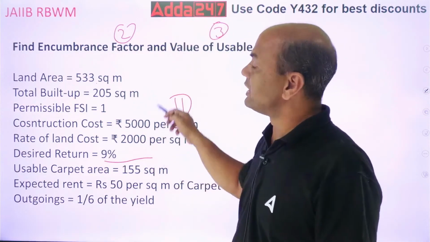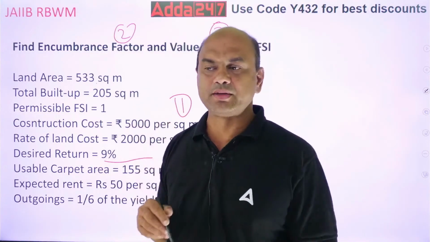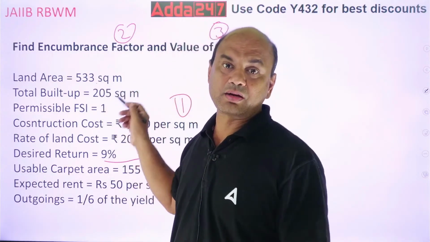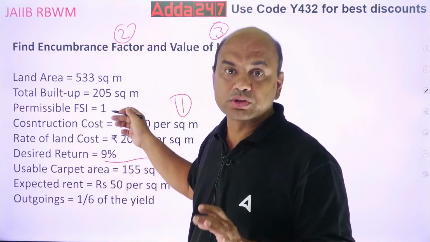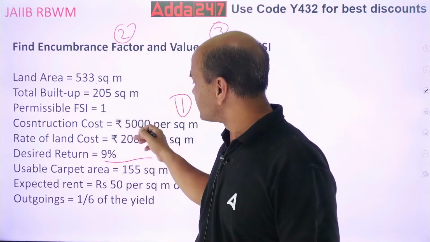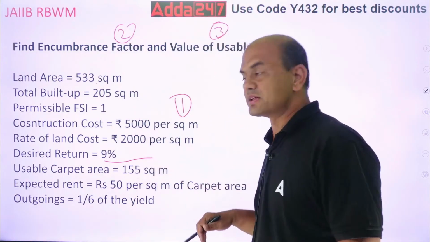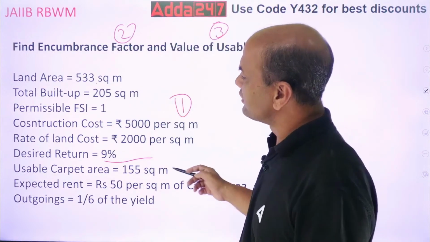And what is the built up area? Built up area is 205. What do you mean by this? See, I have built 205 square meter of my property, means land. I have built a house of 205 square meter and the cost is 5,000 per square meter. So multiply these. So my cost of construction is 5,000 into this.